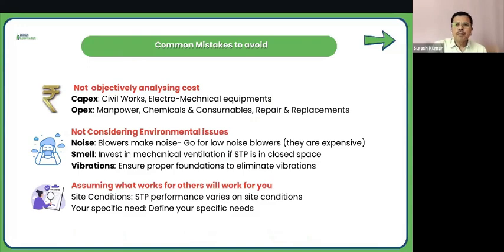Now, what are the mistakes that people make when they are buying an STP and how to avoid those mistakes? Let us look at this. Most customers that I came across are not objectively analyzing the cost. When I say objectively analyzing, what it means is people are considering only electromechanical equipment cost. An X vendor is quoting for SBR. He is quoting for electromechanical equipment. He is not quoting for civil works because civil works are typically in the scope of the buyer or the builder.